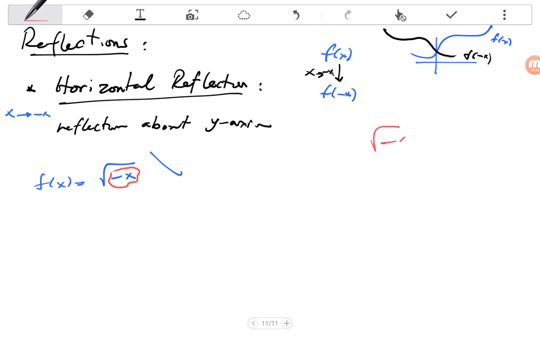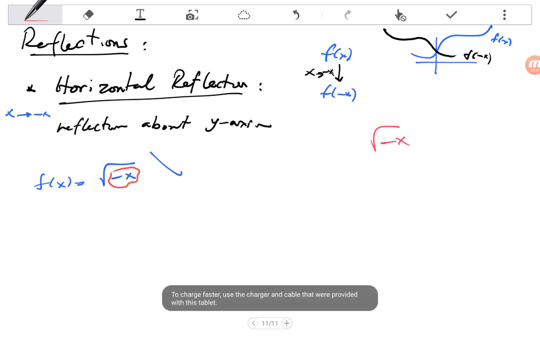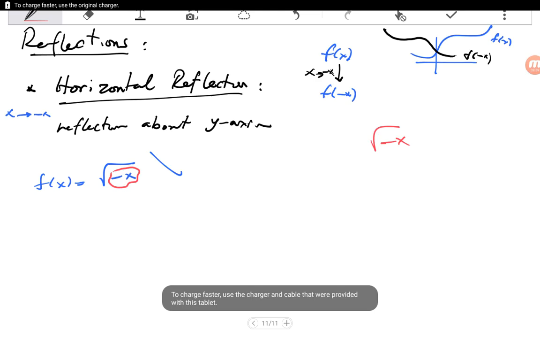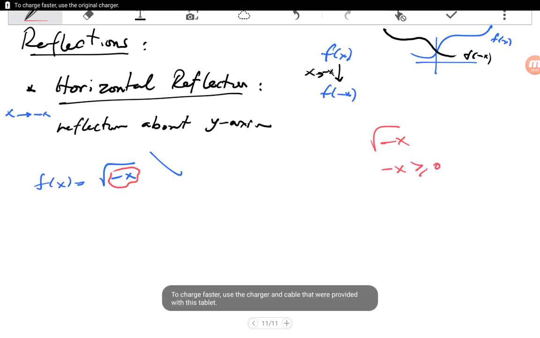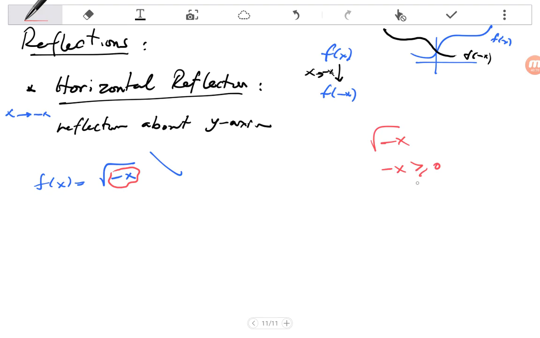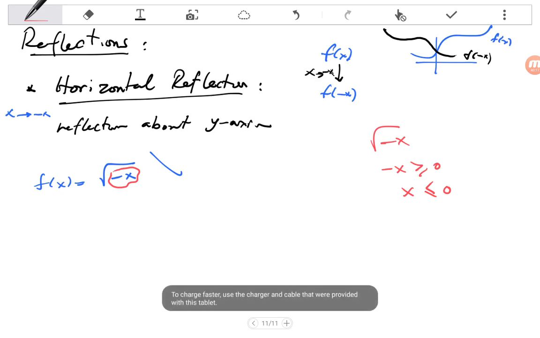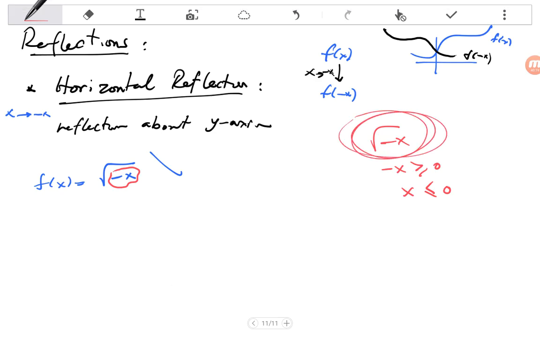No. If I gave you this function and told you to find the domain of this function, what is the domain? Negative x would be greater than or equal to 0. So if I multiply both sides by negative, that will be x less than or equal to 0. Which means that this function can normally exist, but on the condition that x must be less than or equal to 0.